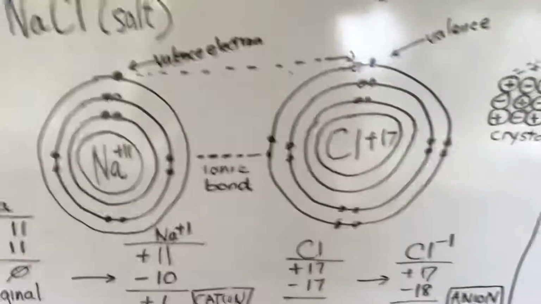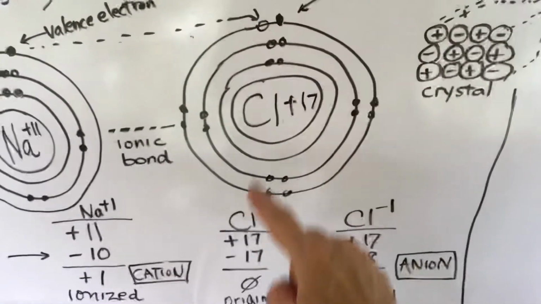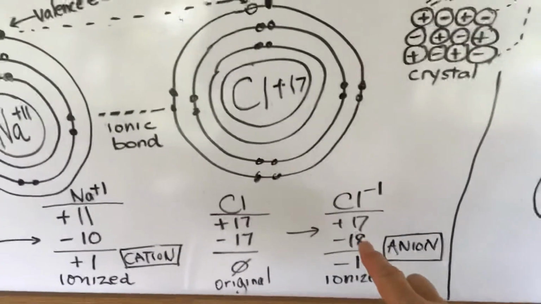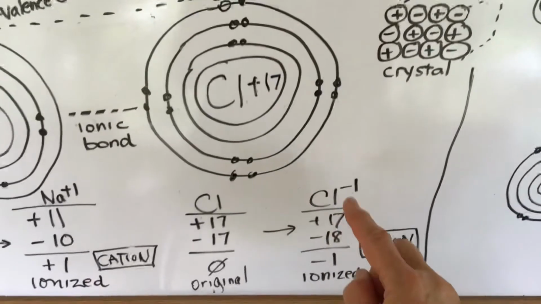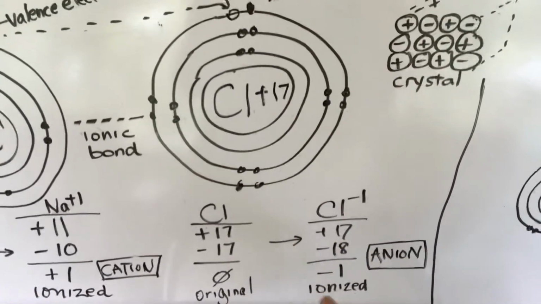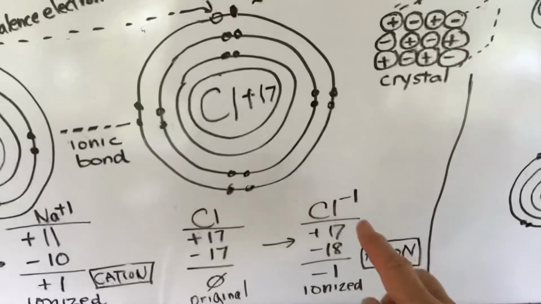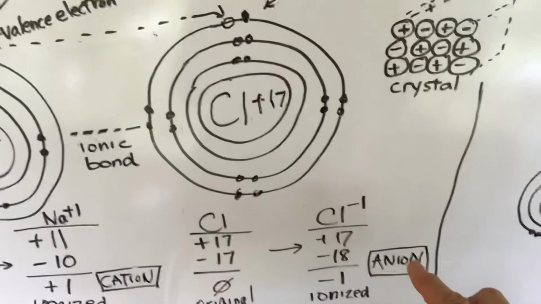All right? Now over here, because the electron went over here, we now have an extra electron. So we have -18 instead of -17. That gives it an overall charge of -1. This is the ionized form of chlorine, an ion of chlorine called an anion because it's negatively charged.